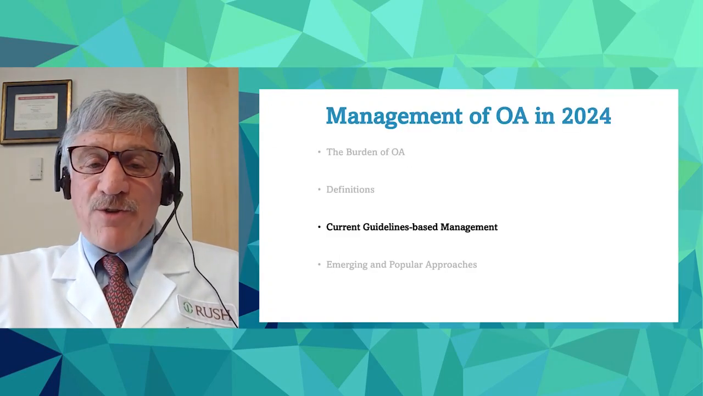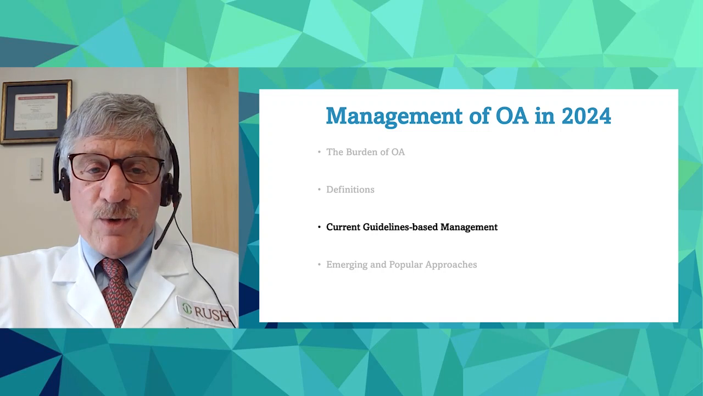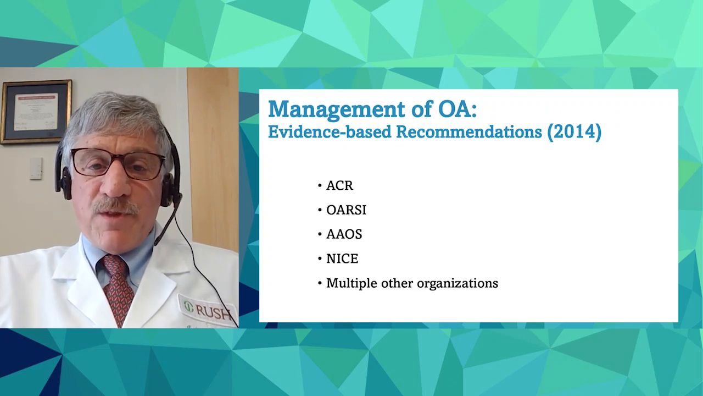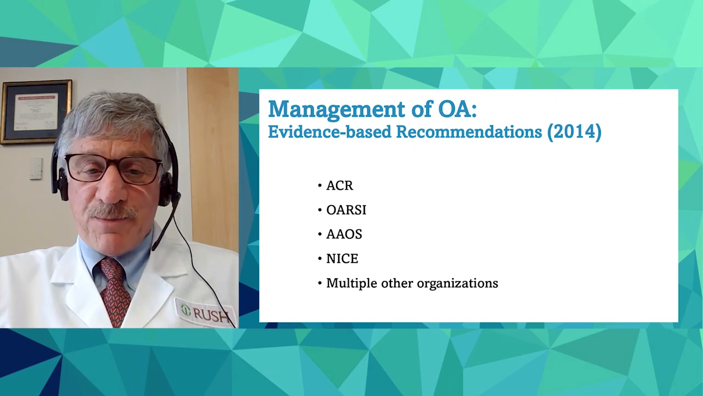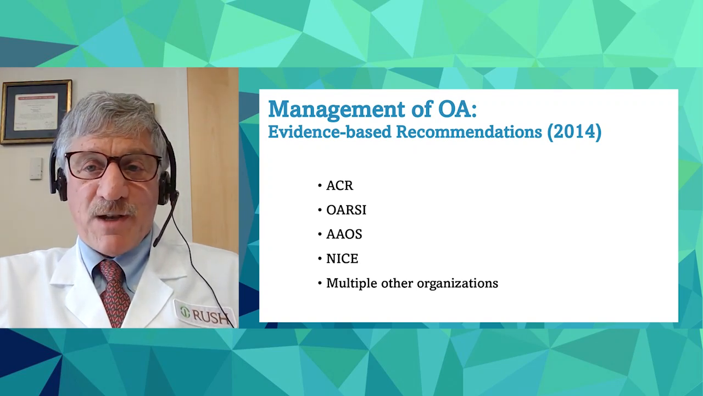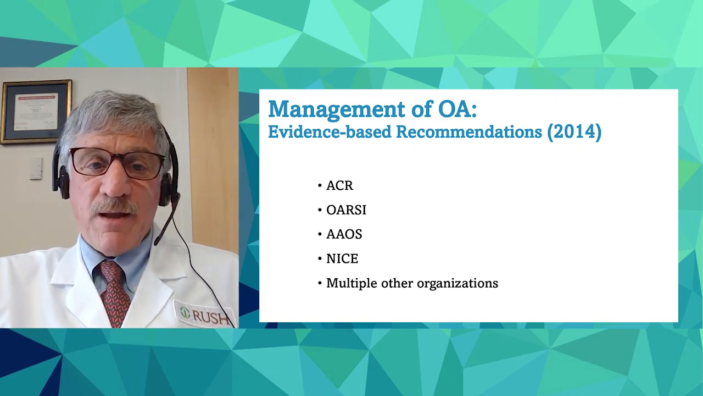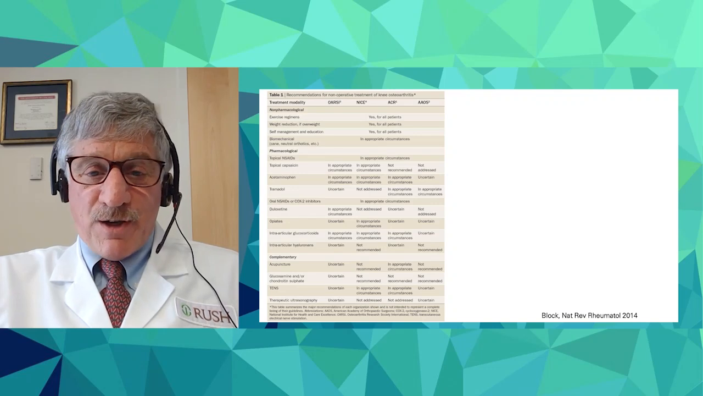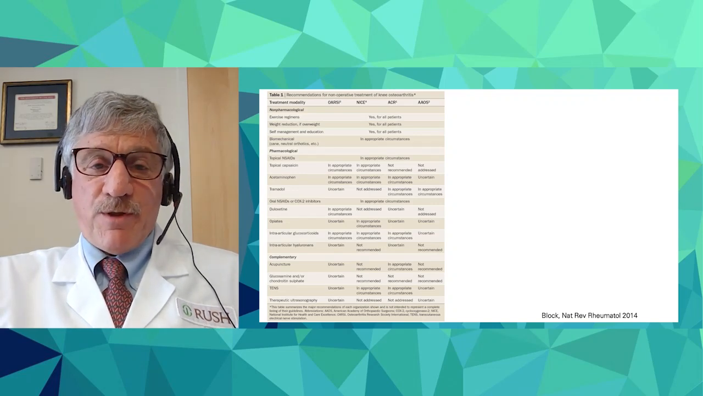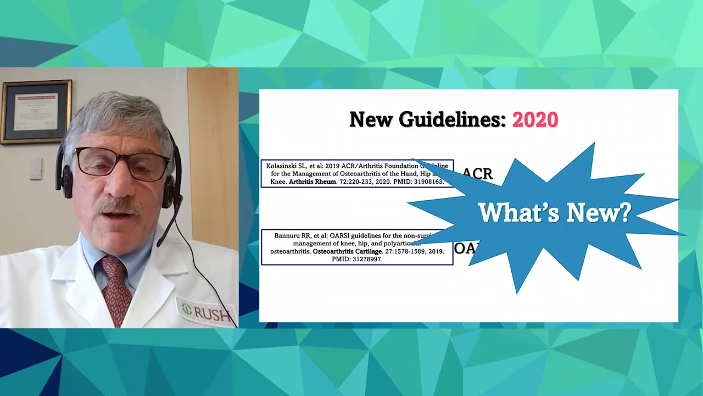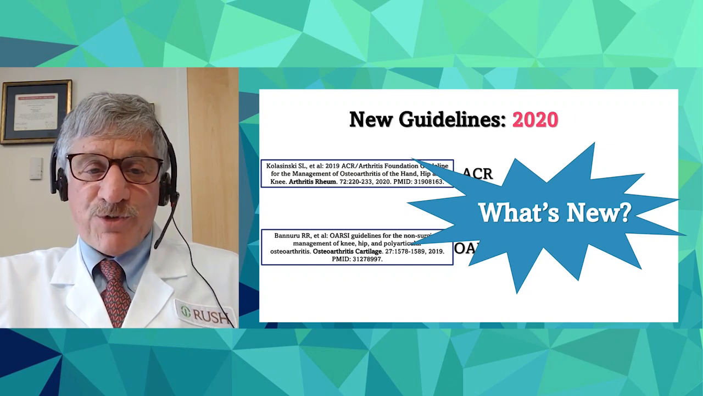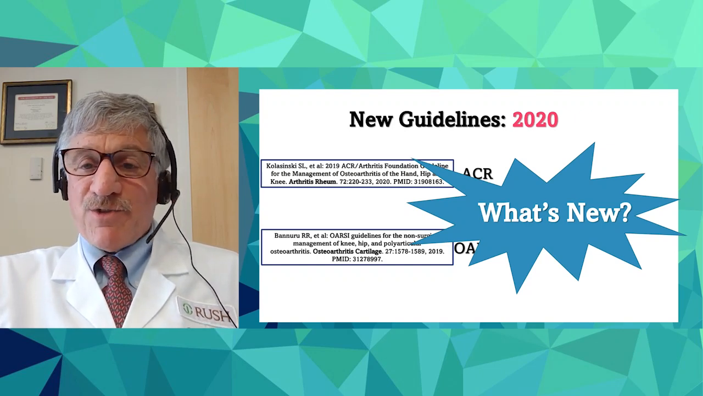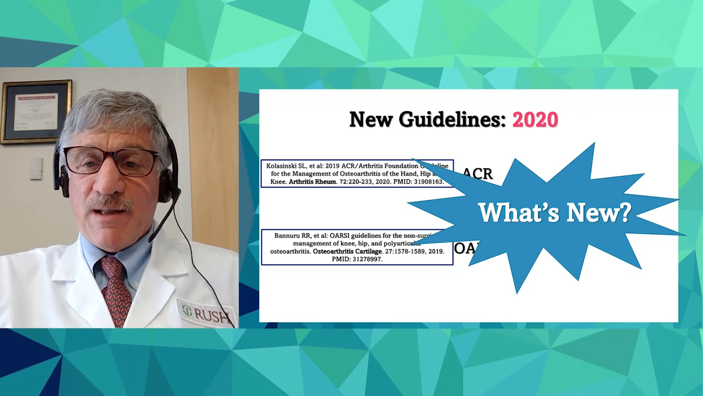So, how do we manage OA according to the guidelines in 2024? Well, let me remind you that in 2014, virtually every organization on the planet issued their own evidence-based guidelines for the management of OA. Fortunately, they were largely concordant. People really agreed with each other. Nonetheless, a couple of years ago, both the American College of Rheumatology and the OA Research Society internationally decided it was time to issue new guidelines.